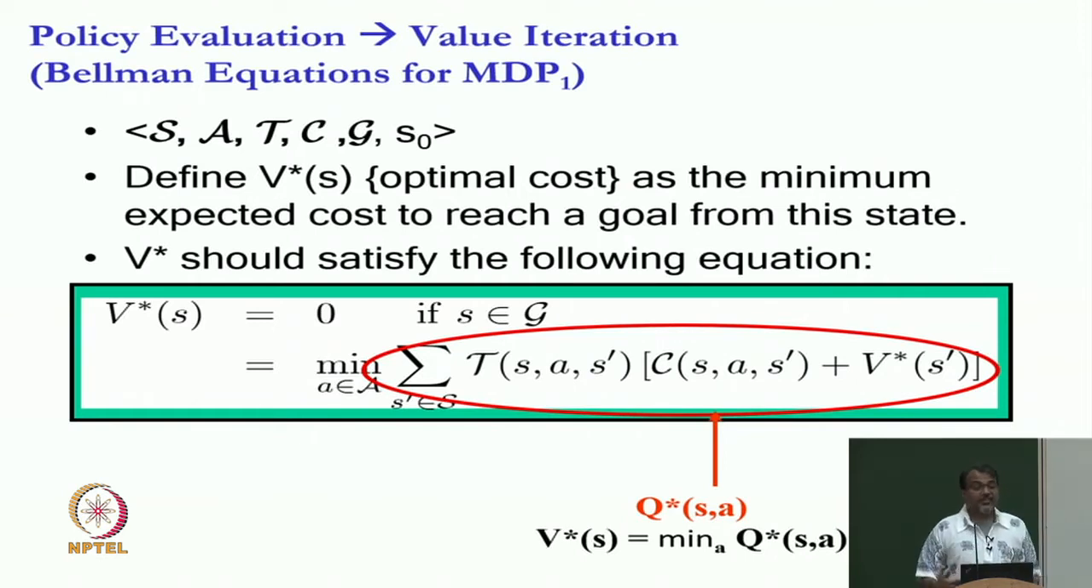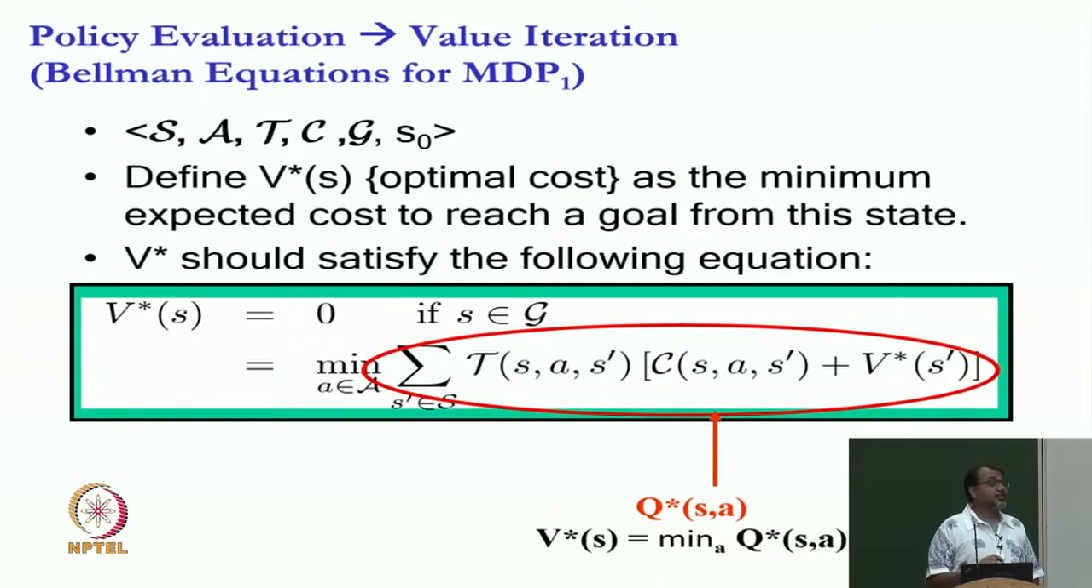So, let us first define V star of S. What would be V star of S? It is the maximum expected discounted reward starting in state S.